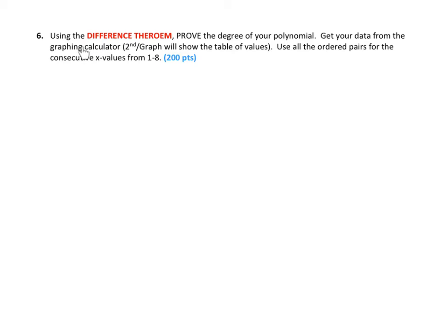If you had your graphing calculator, very easy to find it. Go to second graph and it will show the table of values, but you have to make sure your equation is typed into your calculator first. If you use Desmos, you can try to get the table of values on there, or you could create your own table of values. And let me show you what that could possibly look like.